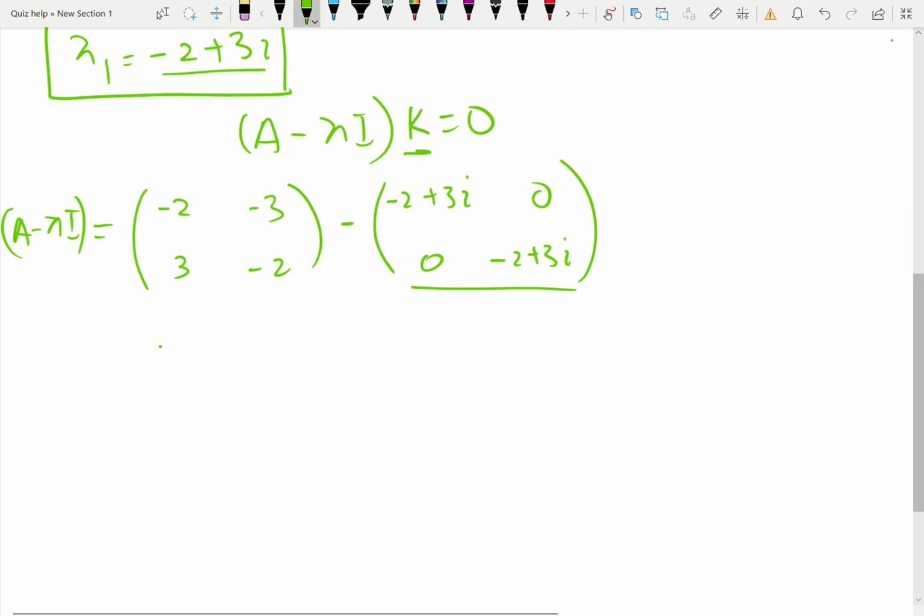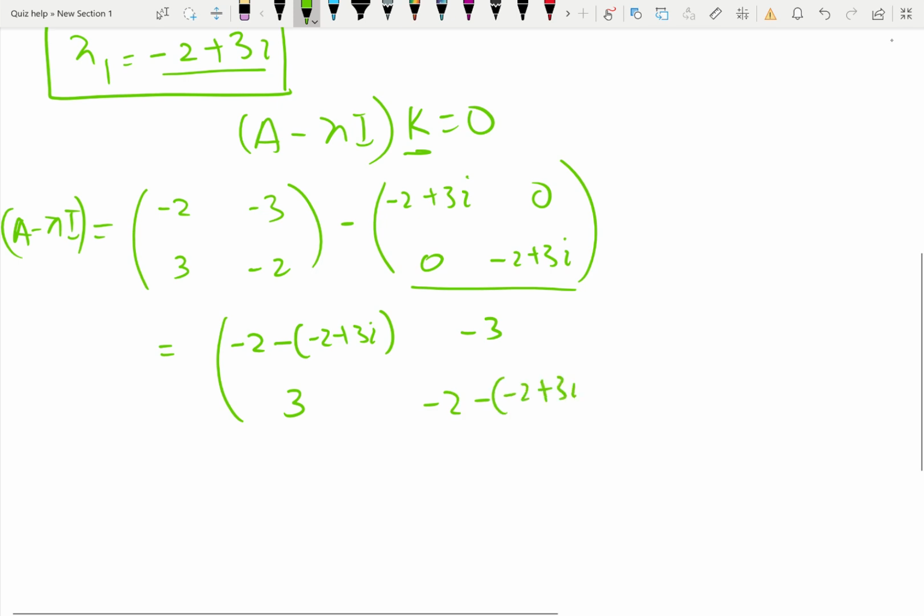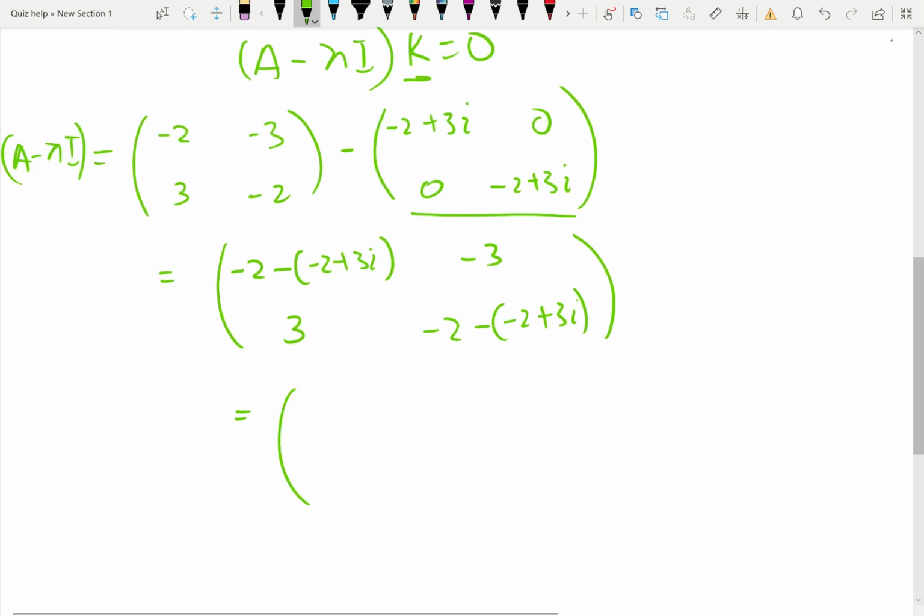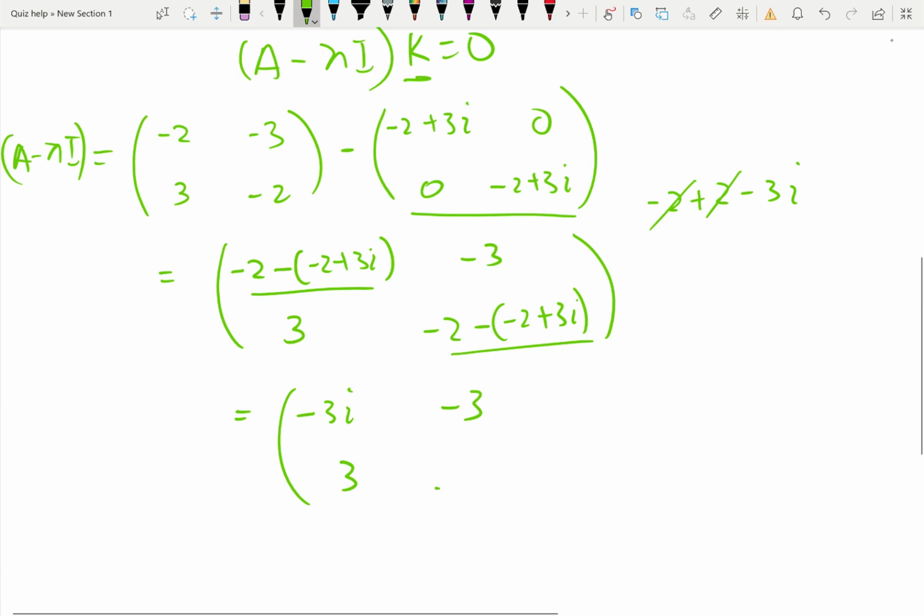All right, so let's subtract these two. Use the brackets when you're subtracting. So here -3 minus 0 is -3, here 3, and -2 minus (-2 plus 3i). When we expand the brackets, we get -2 plus 2 minus 3i, so -2 plus 2 cancel out, and I get minus 3i here, minus 3, 3 here, and also we get minus 3i. So this is the A minus lambda I matrix.